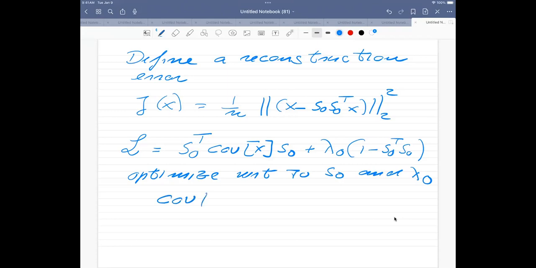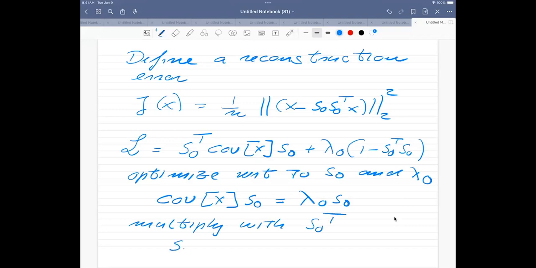So when I do the optimization, I take the derivative with respect to S0. So this is the first derivative which I'm taking. Then I would get the covariance of X times S0 equal to lambda 0 times S0. Then if I multiply from the left with the S0 transpose, what I get then, S0 transpose times the covariance of X times S0, that is simply lambda 0, because I put the constraint that it has to be normalized.